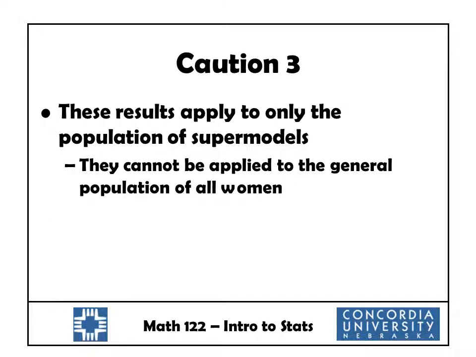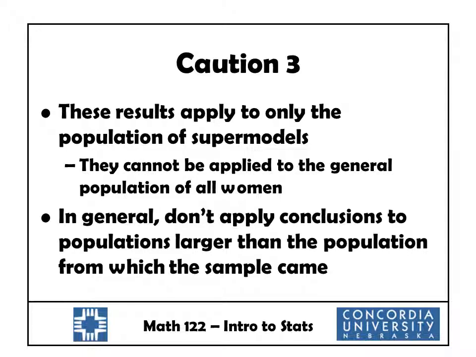Okay. Our third caution here is that these results apply to only the population of supermodels. They cannot be applied to the general population of all women. Our data comes from only supermodels, so we should only apply our conclusions to the population of supermodels. In the general population of all women, there may be a linear correlation. I don't know. Our data doesn't have anything to do with just general women. In general, don't apply conclusions to a population larger than the population from which the sample came. This is a very general statement, something that we'll see more of later on in the semester.